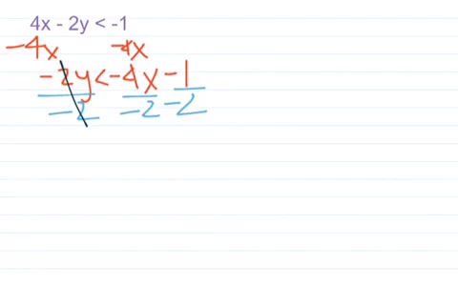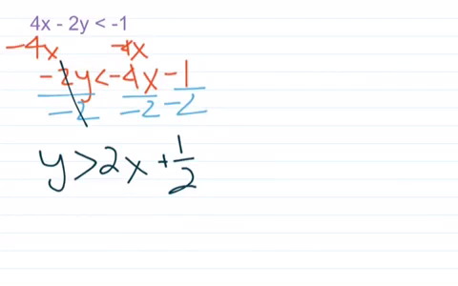So that's going to cancel out, and y is now greater than 2x plus 1/2. To graph it, all you're going to do is substitute an equal sign, so y equals 2x plus 1/2. Let's graph it. The y-intercept is about 1/2, about right here, a little bit sloppy. Let's go up 2 and over 1.